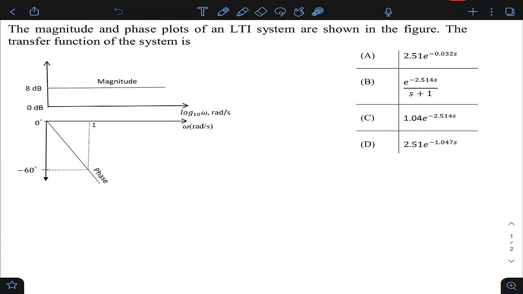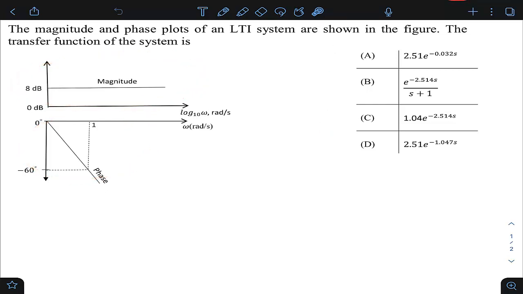This question was asked in GATE 2023 of electrical. This is from the control systems subject and from the Bode plot topic. The question is, the magnitude and phase plots of an LTI system are shown in the figure. The transfer function of the system is. So this is the magnitude plot, this is the phase plot. So what transfer function this represents among these, they are asking.